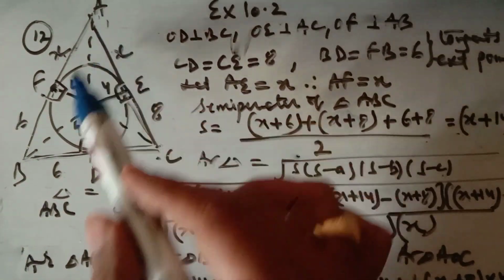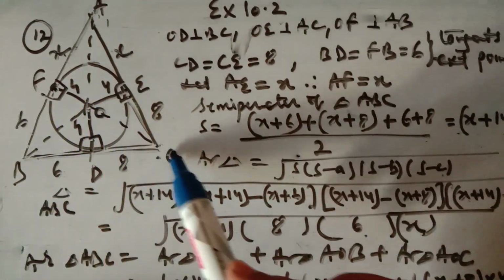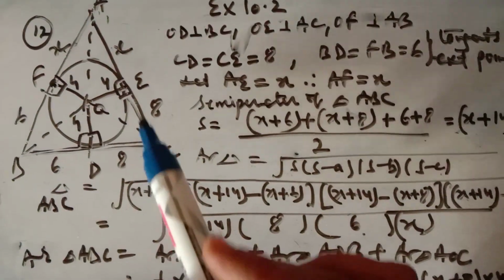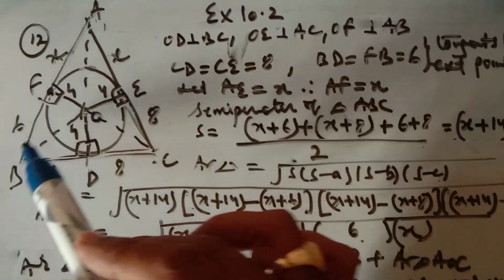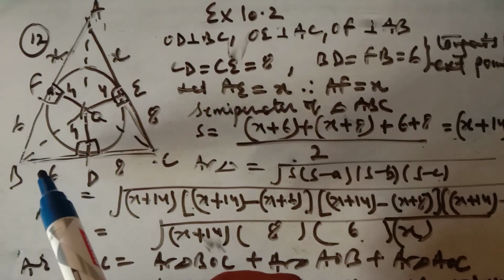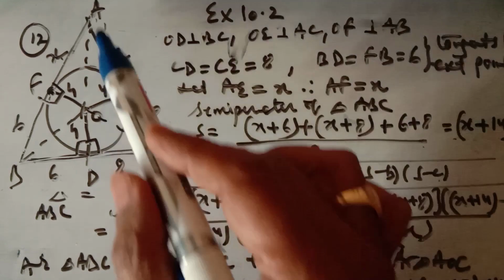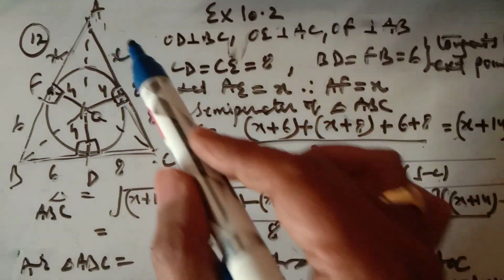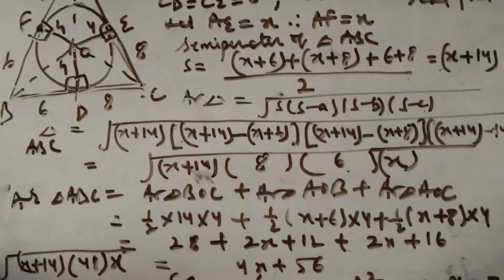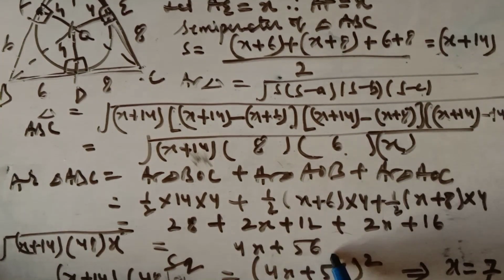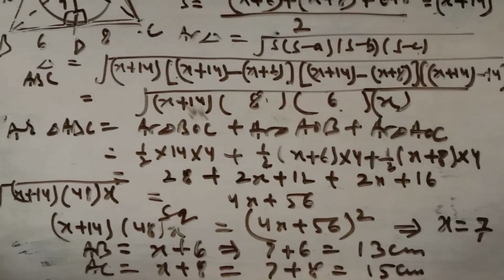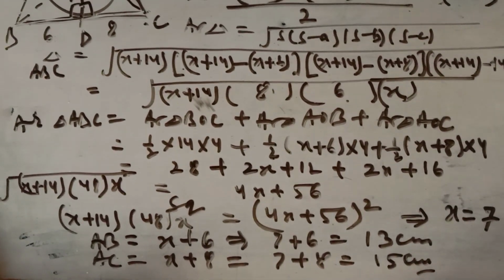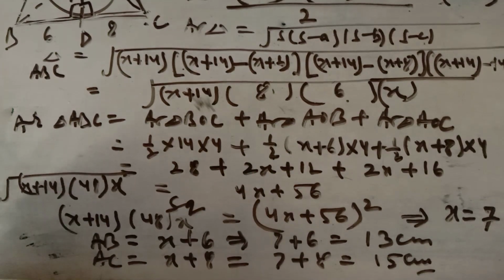Now we can also find the area of the triangle ABC by finding the areas of triangles BOC, AOC and AOB and adding them. The area of triangle AOB will be half base into height, that is half (x + 6) into 4. The area of triangle BOC will be half (6 + 8) into 4, and the area of triangle AOC will be half (x + 8) into 4. Adding them, this comes out to 4(x + 14). Put it equal to the earlier area and square both sides, and you'll get the value of x as 7. Then AB is x + 6, that is 7 + 6 = 13, and AC is 7 + 8, which is equal to 15.